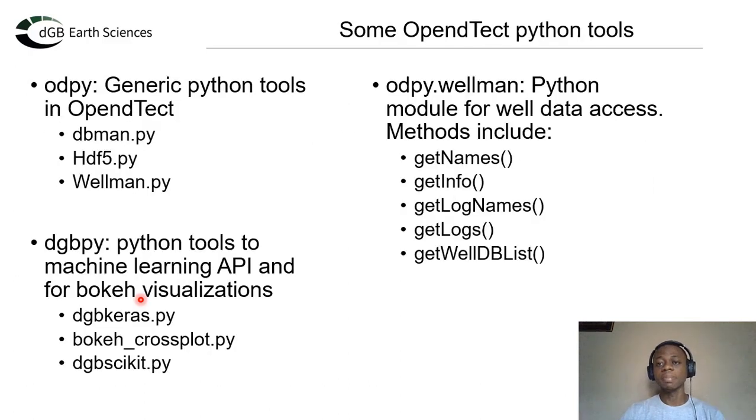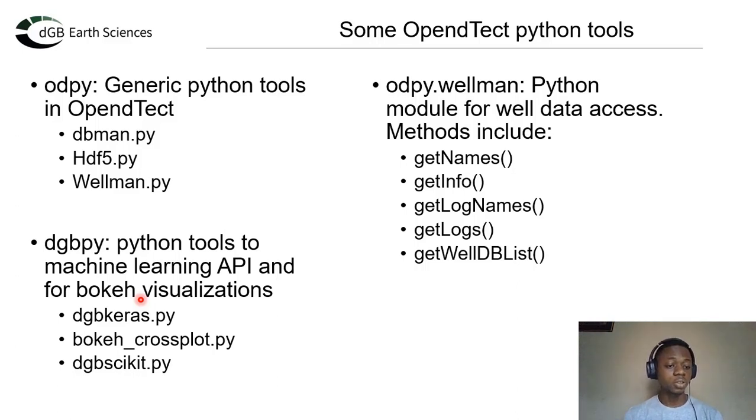So some of OpendTect Python tools include odpy, which contains generic Python tools in OpendTect. It contains some modules like dgbpy, which is used for data access to the database in OpendTect, hdf5.py, which is used for loading saved models, and then wellman.py, which is used for access to the wells data itself. And then we also have dgbpy, which contains Python tools for connecting to the machine learning API in OpendTect, and also for making some bokeh visualizations.